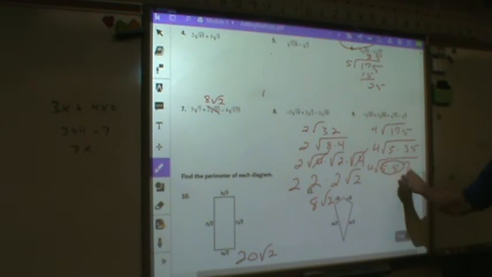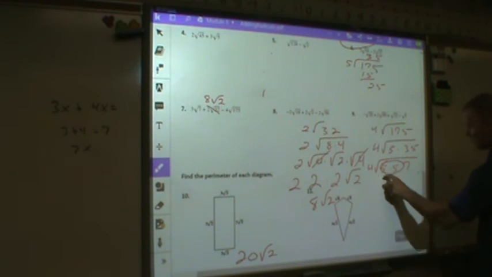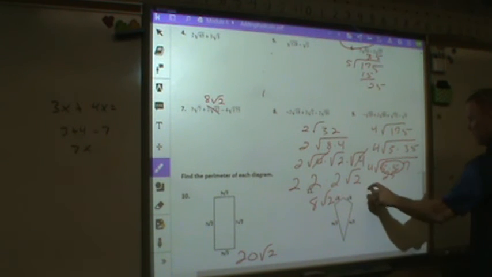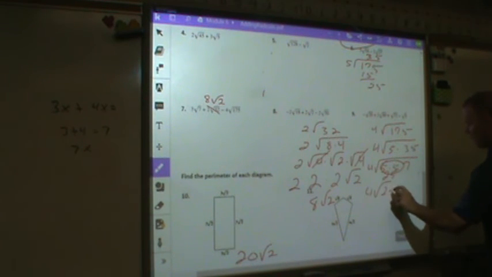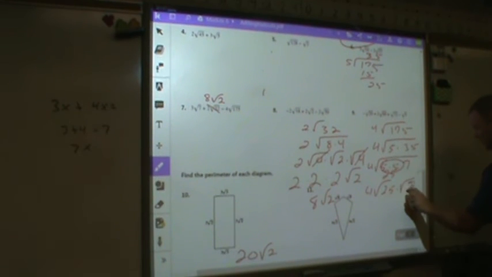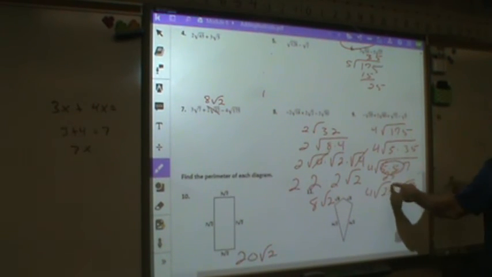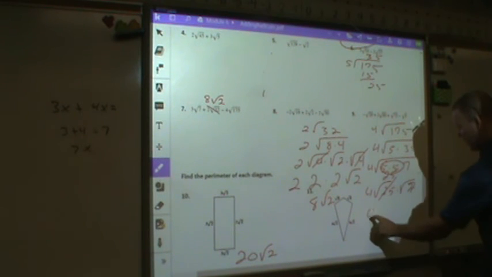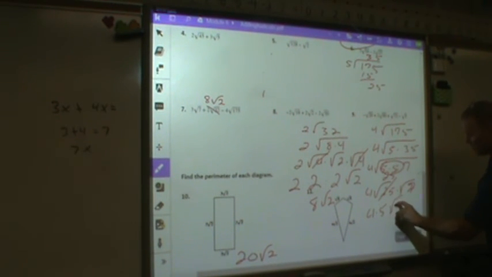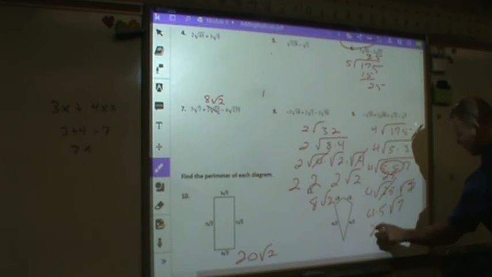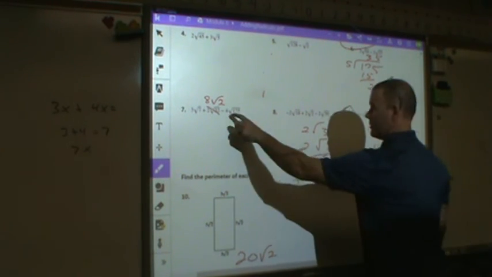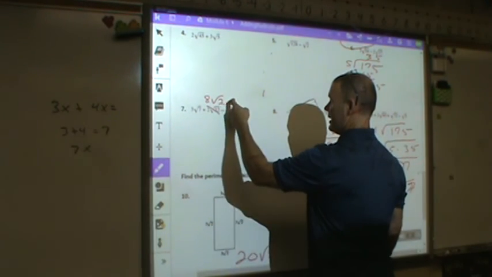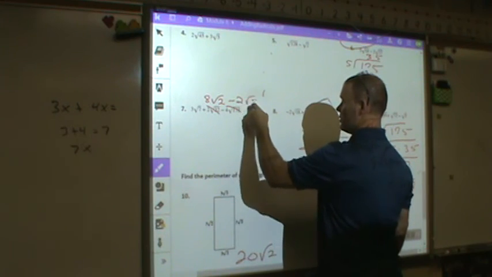These two make a perfect square, don't they? They make 25. Well, gee, 4 times the square root of 25 times the square root of 7, oops, that's a 7, is the same thing as 4 times the square root of 175. And I know that this is a perfect square, so 4 times 5 times the square root of 7, or 20 square root of 7. So back over here, minus 20 square roots of 7.